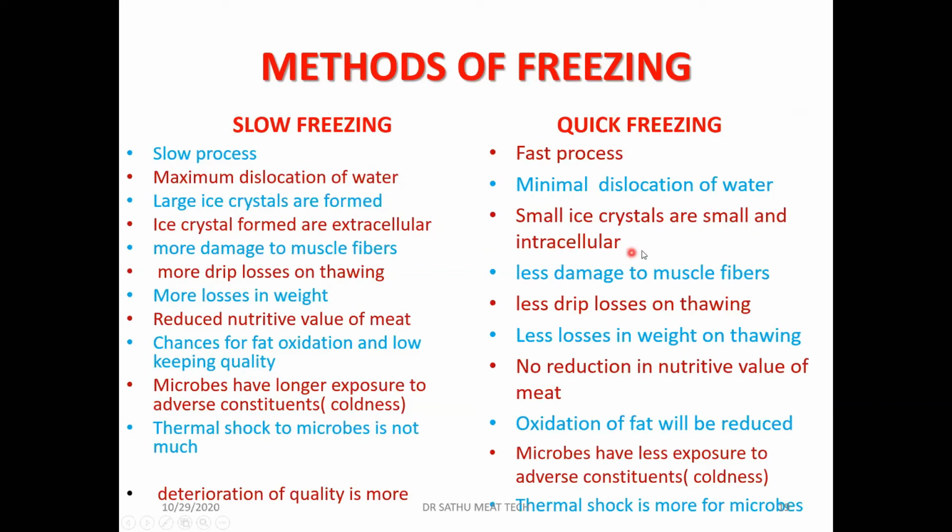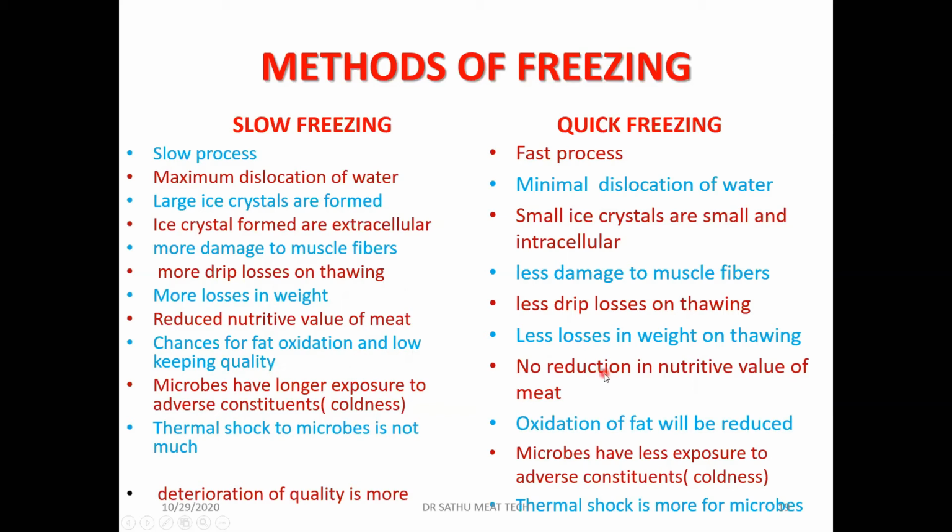More damage to the fiber, less damage to the fiber, more drip loss on thawing. The fluid that comes out of the meat is called drip. It will be more in the case of slow freezing. It will be less in the case of quick freezing. So more weight loss is there compared to less weight loss. Since drip is more, the nutritive loss is more. Here the nutritive loss is less. Chance for fat oxidation is more. Here the chance of fat oxidation is less. It has low keeping qualities. It has better keeping qualities.